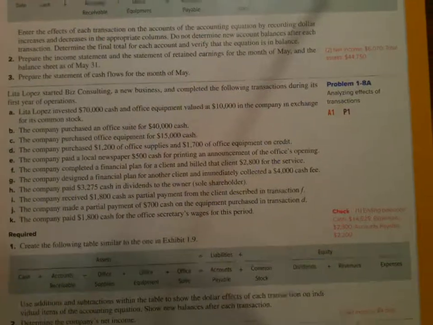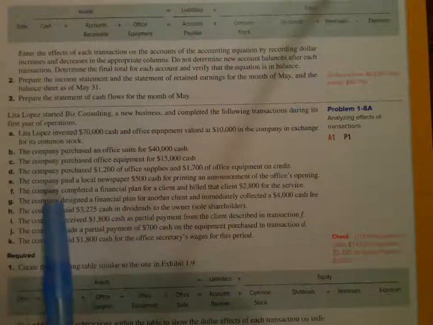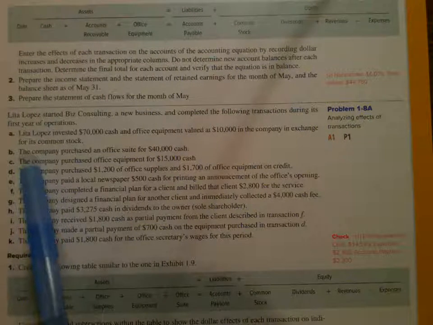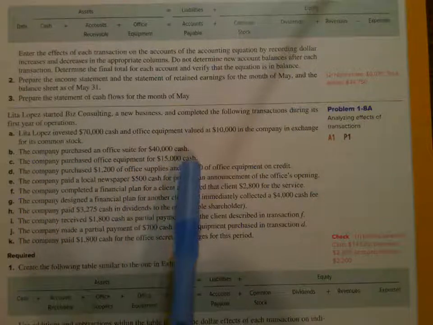We will do one more. Okay, just to clarify. So let's look at C. The company purchased office equipment for $15,000 in cash.